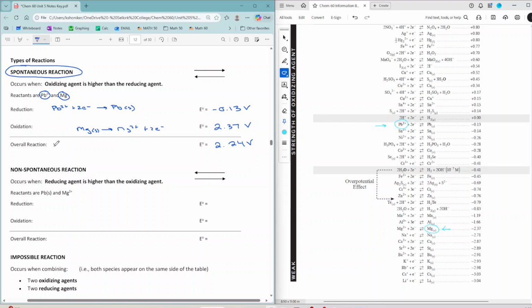And again, the overall reaction, just don't include the electrons, is lead ions plus magnesium metal forms. Now, when you go to your overall reaction, you go back to a two-way arrow.